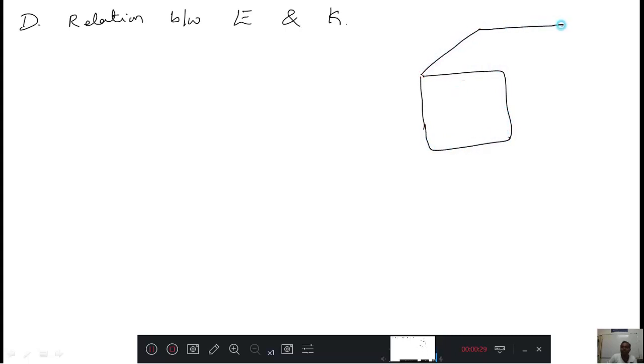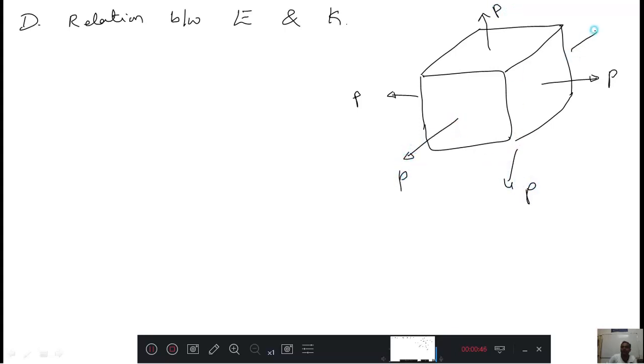Now it will be this way. This is a three-dimensional body. Let us consider it is subjected to a pressure P in this direction, and the same pressure P in the y direction, P and P, and in the z direction also P and P. If that is the case, then I have to write the strain in all three directions.